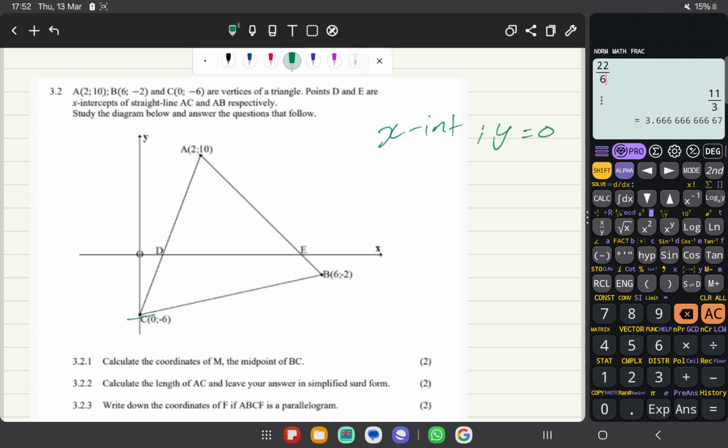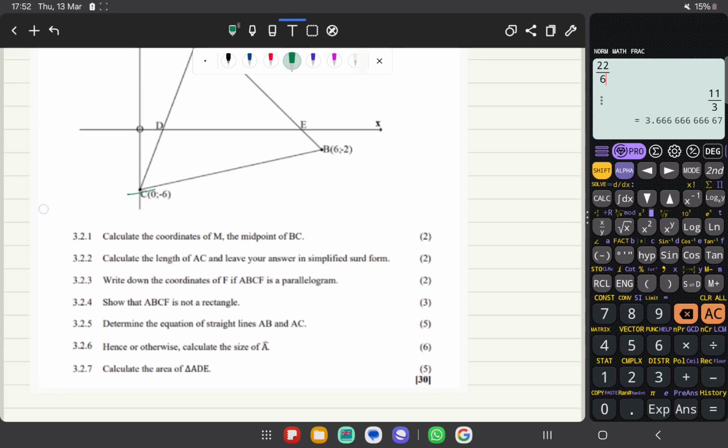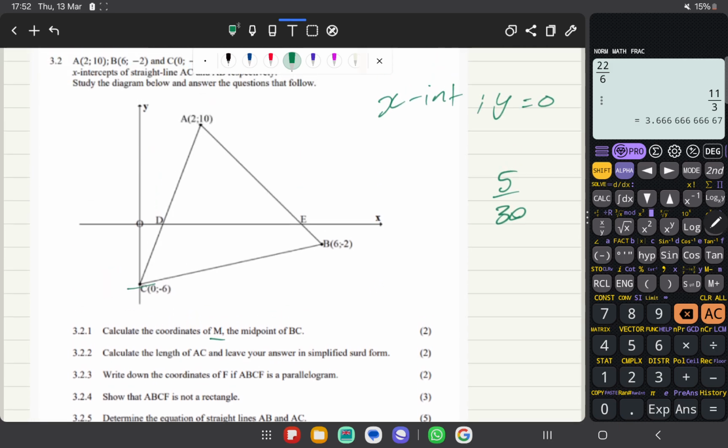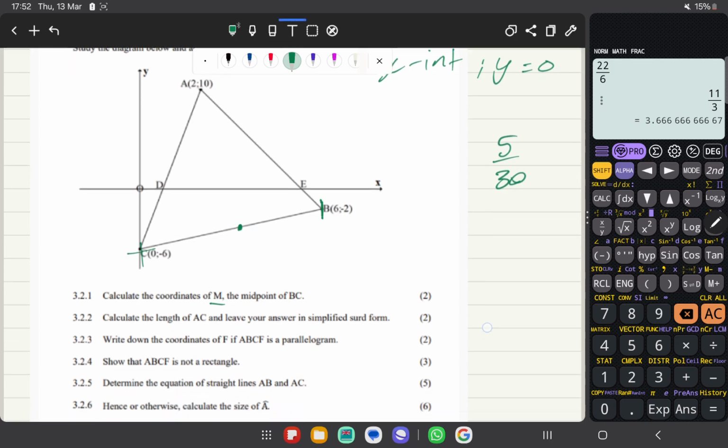Cool. Let us do that, ne? Remember, we now have 5 marks, so we have 5 over 30. There's 25 marks left, so let's get on it. The first question says calculate the coordinates of M. Where is M? It's not in the diagram, but they say M is the midpoint of BC. So where is BC? Here is BC. So M is going to lie somewhere there.